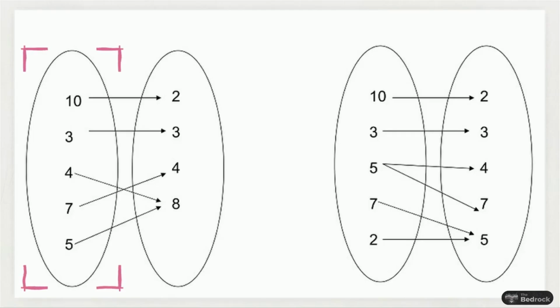Here, the left domain contains input values. Arrows map them to the codomain of outputs. But in the right image, input 5 splits into arrows to 4 and 7, breaking the mathematical contract. A true function guarantees one input yields exactly one single output.